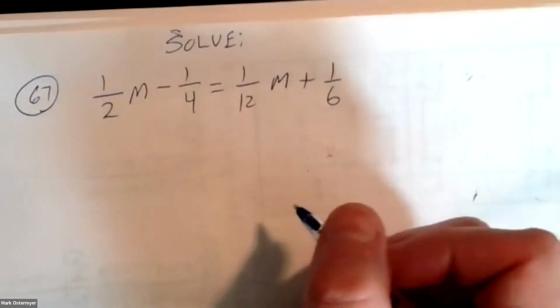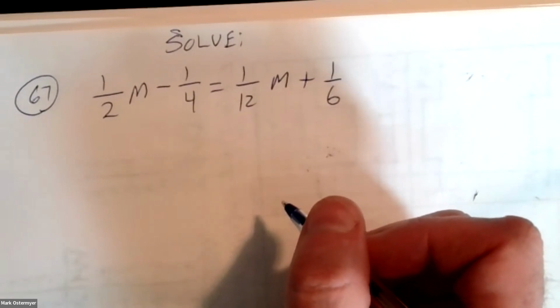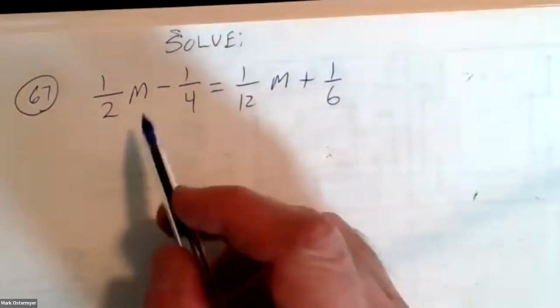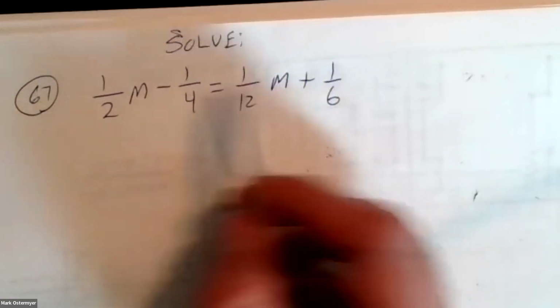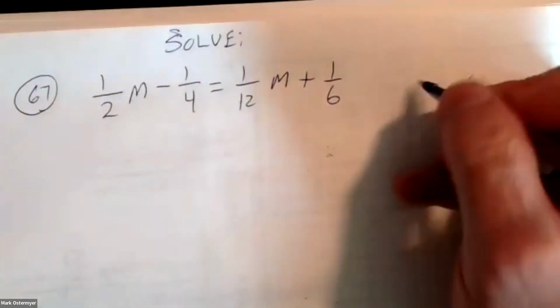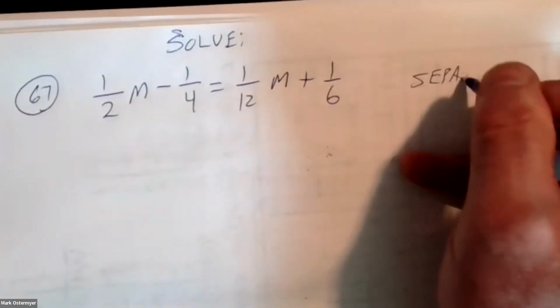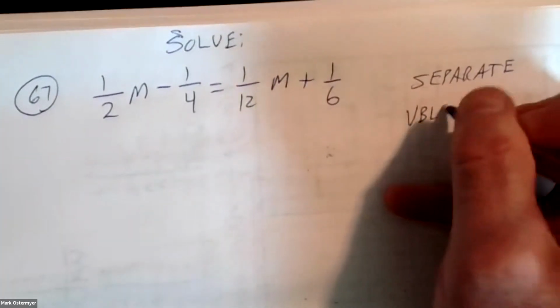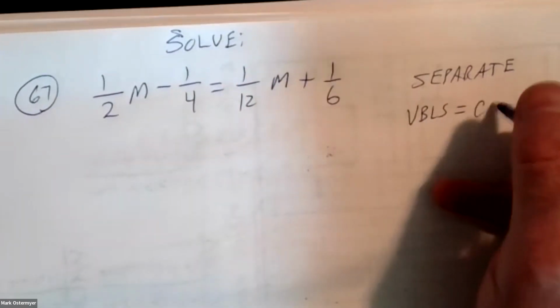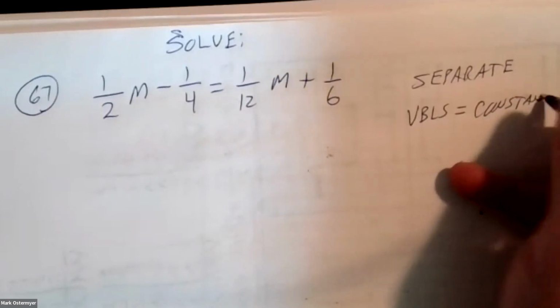Well, we can work with the fractions if you want, since we got a calculator. That's not going to be a major issue. But notice we got m appearing on both sides of our equation, and that's no good. So what we have to do is separate, ladies and gentlemen. We have to separate variables on the left side of our equation and our what? Constants on the right side.